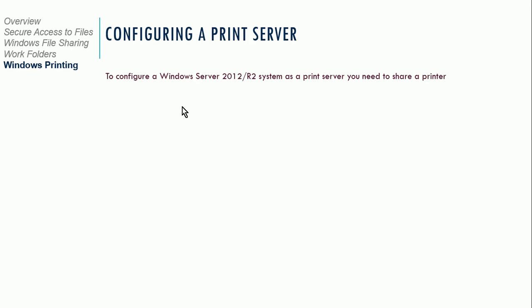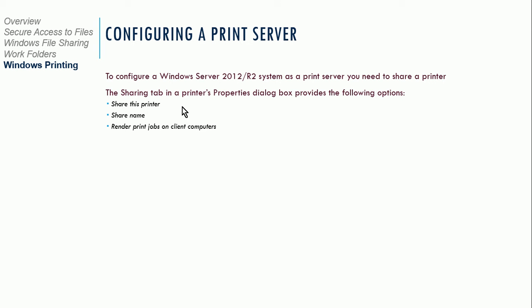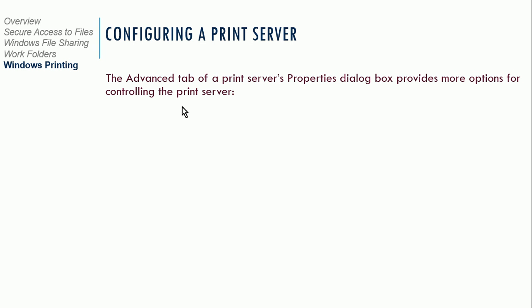You can configure a 2012 R2 system as a print server. You need to first share a printer. So the sharing tab in the printer's properties dialog box is where you're going to do that, where you can share the printer. You can set what the name of the printer is, so you can give it a more meaningful name like Printer 1 Second Floor Accounting or something like that. Render print jobs on client computers. List in the directory. Add additional drivers for different operating systems, for example, if somebody's going to connect to it from a Windows 7 workstation. Maybe you want to have the printer available for them as well.